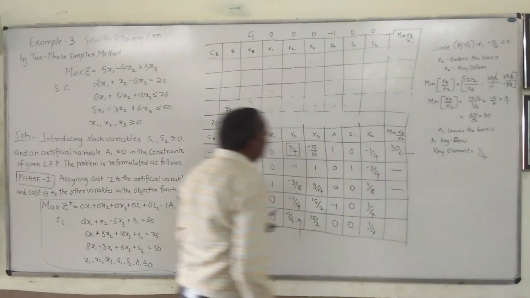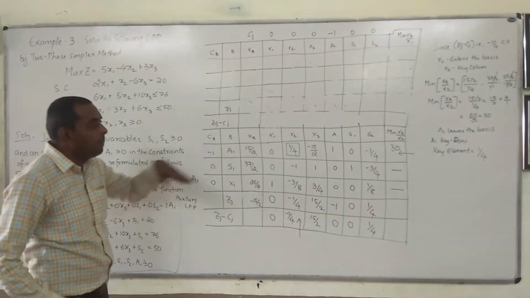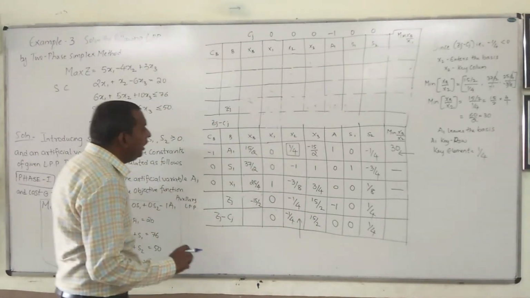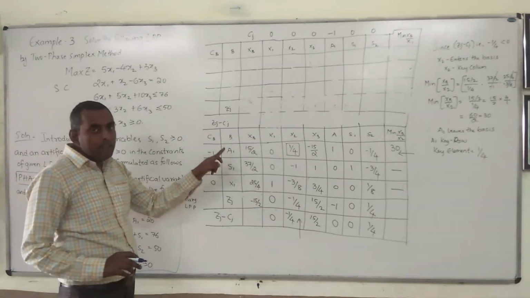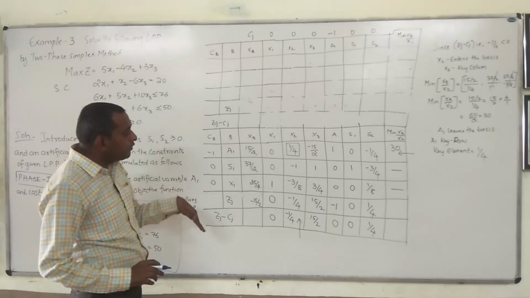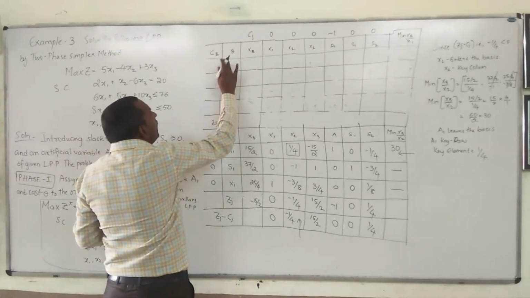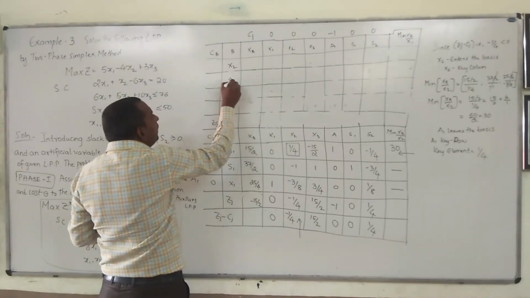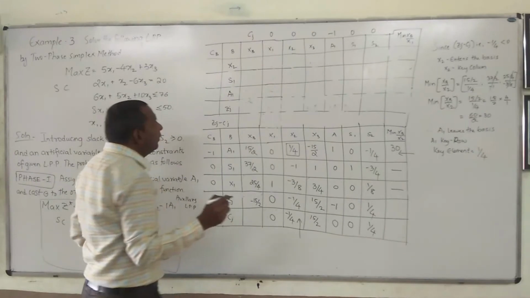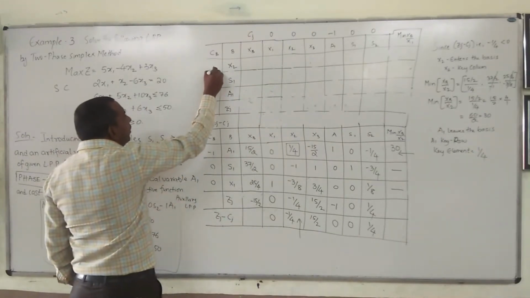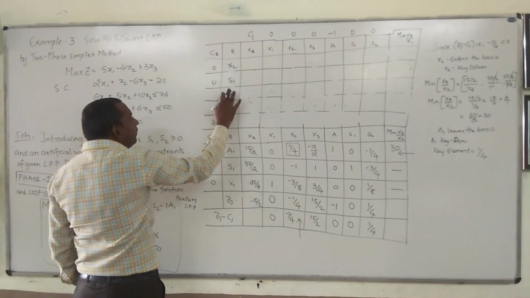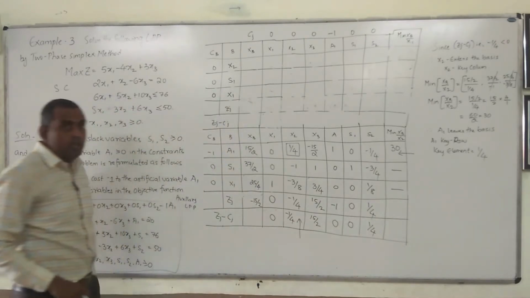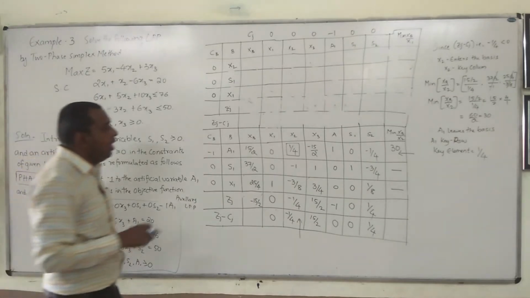Once we got the key element for this table, we are supposed to find the key row. What happens here in place of A1? Because A1 leaves the basis, whereas X2 enters the basis. In place of A1, I am supposed to write X2 and the remaining constants, that is S1 and A1. So what is the coefficient of X2? That is 0, 0, and it is X1 here. All three are 0, 0, 0.